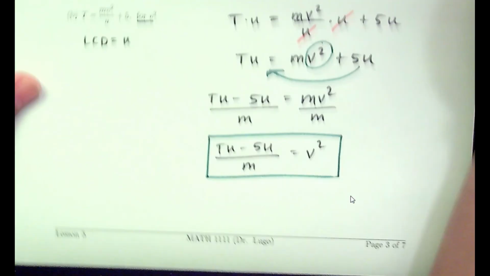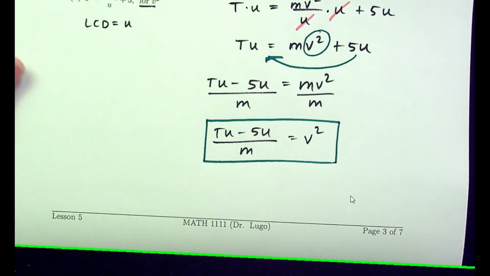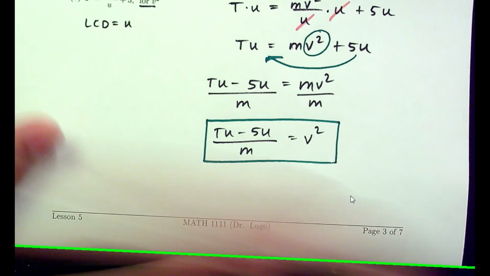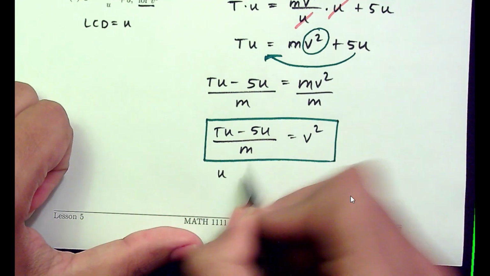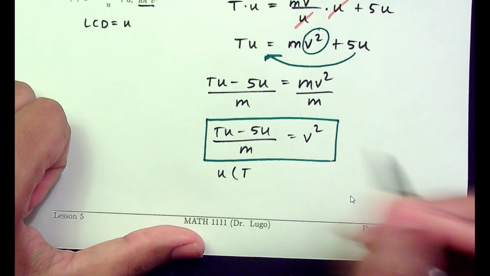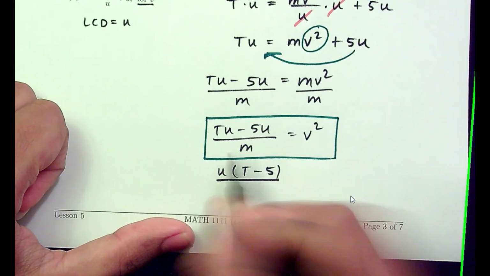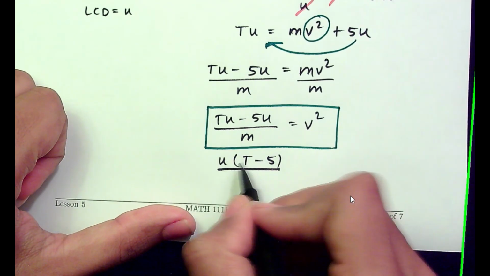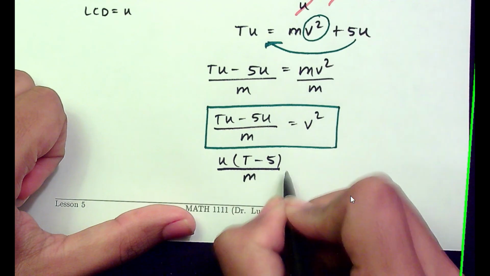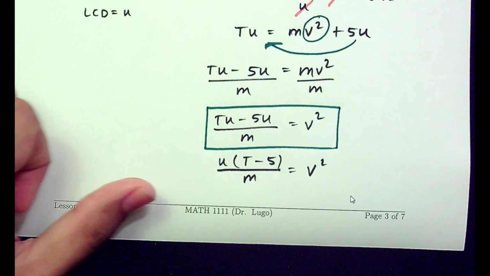You could keep the answer like that, or note that the u is repeated on the top, so you could factor it out and rewrite the answer like this. This is not necessary, but you could do that, and it's another way of writing the answer. Factoring out the common u, you get u times t minus 5, over m. So that would be another way of writing the answer.